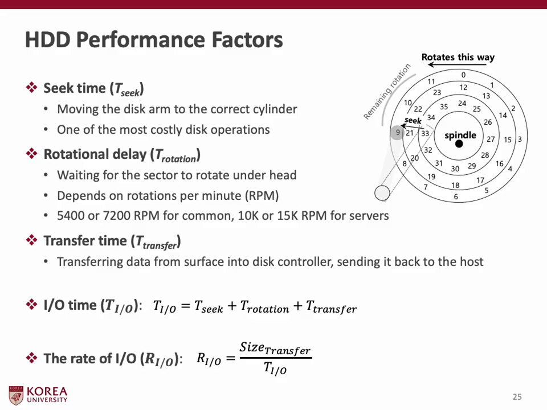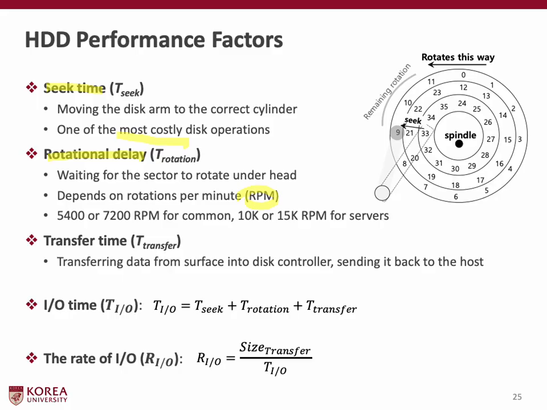The performance of a hard disk depends on three factors. One is seek time. Seek time means the time it takes to move the arm to the correct track, and it is one of the most costly disk operations. Another factor is rotational delay, which means the time we wait for the desired sector to spin under the head. And it depends on RPM, which stands for rotations per minute.